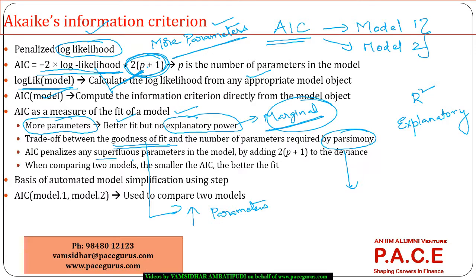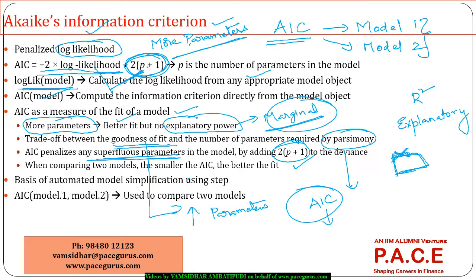So if the parameters are very superfluous, in terms of if that parameter is not there, the accuracy of the model is this much, but by adding that parameter the increase in the accuracy or the goodness of fit of the model is very marginal. So this 2 into p plus 1 is actually penalizing it, because I will choose a model that has the least possible AIC. If the parameters are higher, the AIC value will start increasing, so the model would be going out of choice.